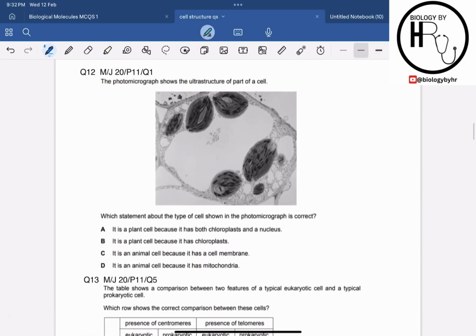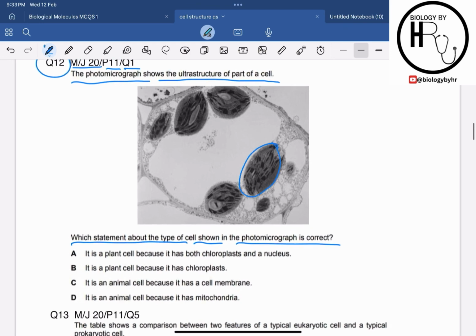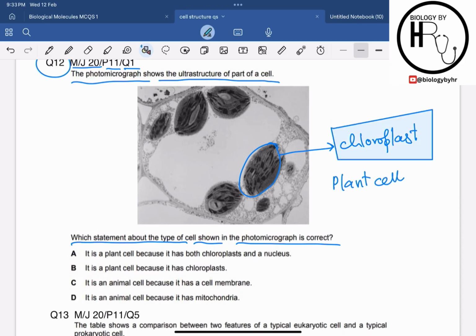Now let's move on to question number 12, which is from May-June 2020, paper 1-1, question 11. It says that the photomicrograph shows the ultrastructure of a part of a cell. Which statement about the type of cell shown in the photomicrograph is correct? If you identify the structure shown over here, it is the ultrastructure of the chloroplast, which is clearly indicating the plant cell, right? It means that you have identified by the help of the chloroplast that the cell they are talking about over here is basically the plant cell, right?